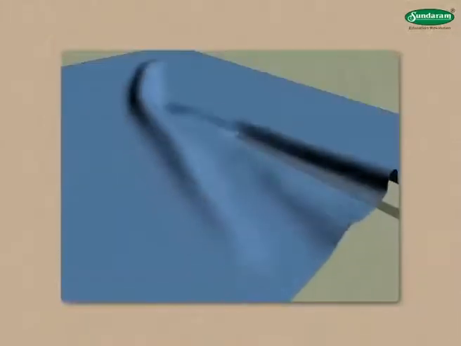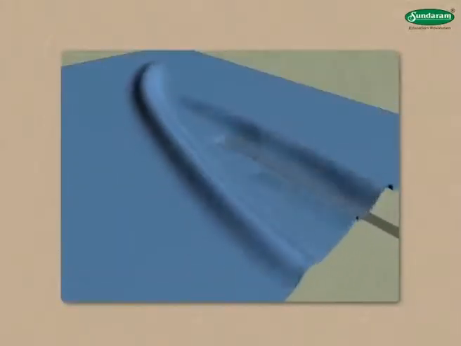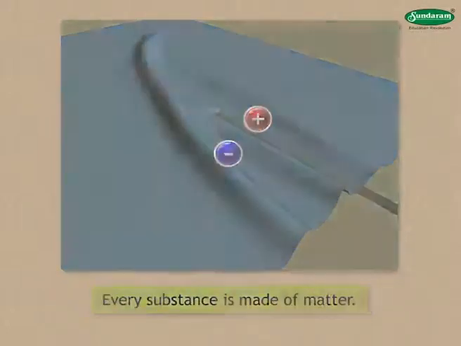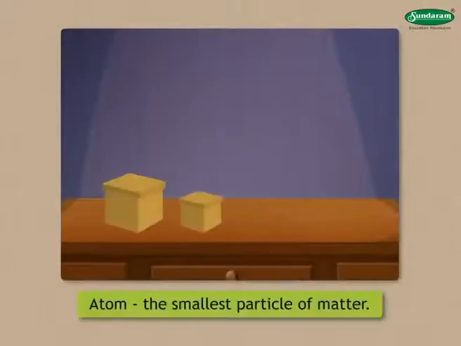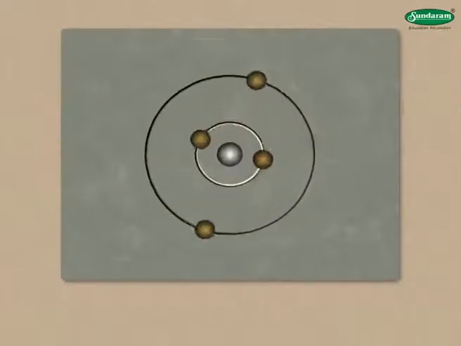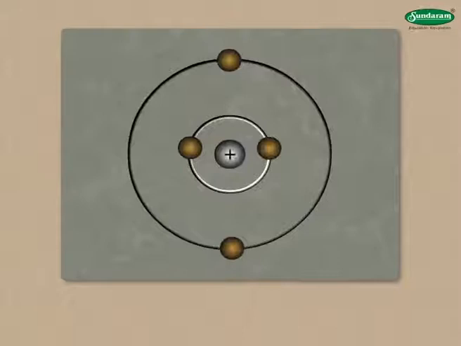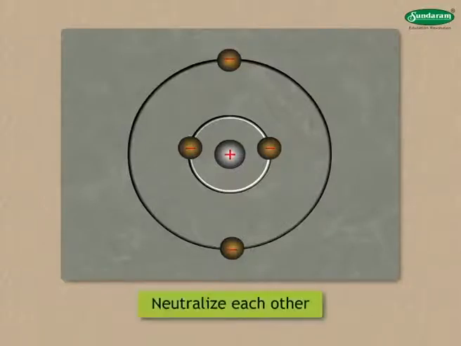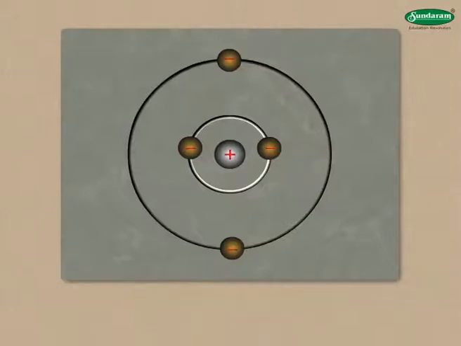Why does rubbing one substance on another create charge? Every substance is made of matter. You have learnt that the smallest particle of matter is called atom. Every atom contains smaller particles with either positive or negative charge. As the number of positively and negatively charged particles in an atom is equal, they neutralize each other. As a result, the atom has no charge.